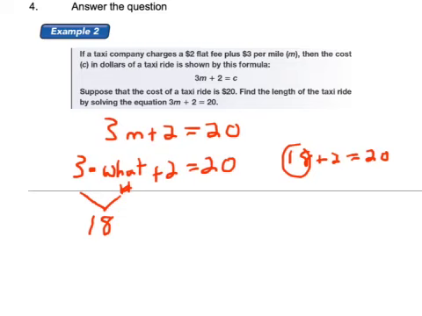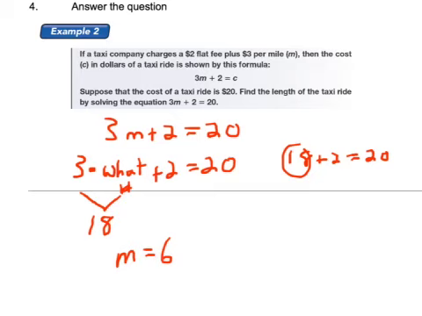So now I want to know this. 3 times what number gives me 18? Well, 3 times 6 gives me 18. So my what number, my M, is equal to 6. Okay? I was trying to figure out what number, what M, that's equal to 6 because 3 times 6 is 18 plus 2 is 20.